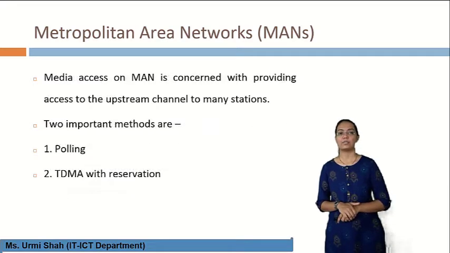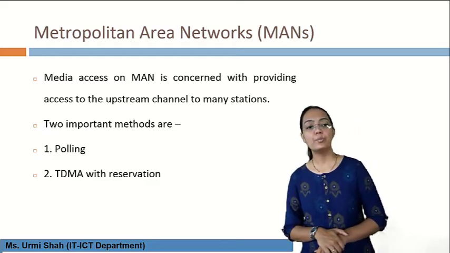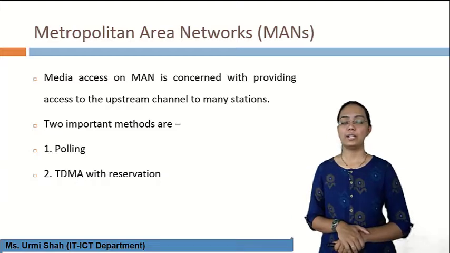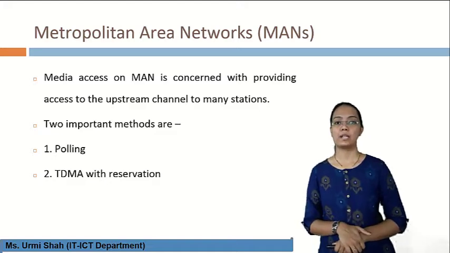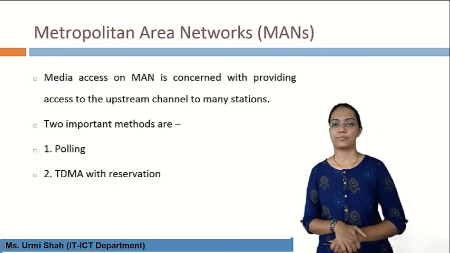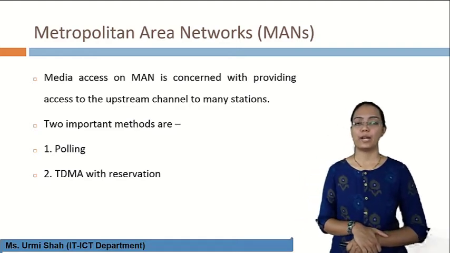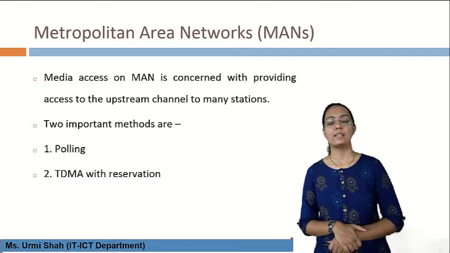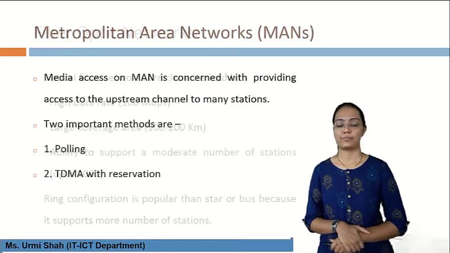Further adding to this, we have media access on a MAN, which is concerned with providing access to the upstream channel to many stations. Now there are two important methods included as a part of the metropolitan area network. The first method is polling. The second method is TDMA with reservation. So basically these are the media access methods for the metropolitan area network, and these are widely used, that is polling and TDMA with reservation.